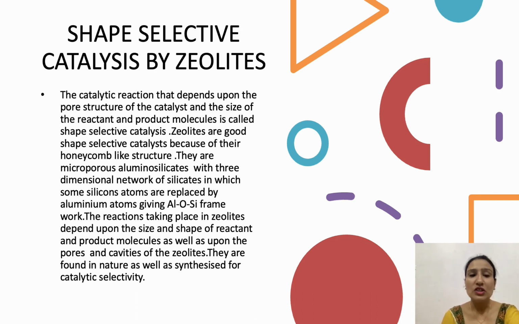So, zeolites are shape selective catalysts and they have a three-dimensional network, and the structure of zeolites resembles a honeycomb, and the three-dimensional arrangement is like an aluminium, oxygen, silicon framework. They are found in nature as well as synthesized.